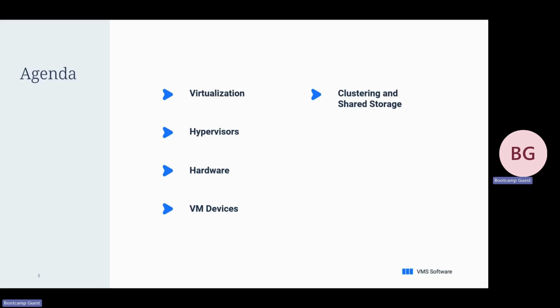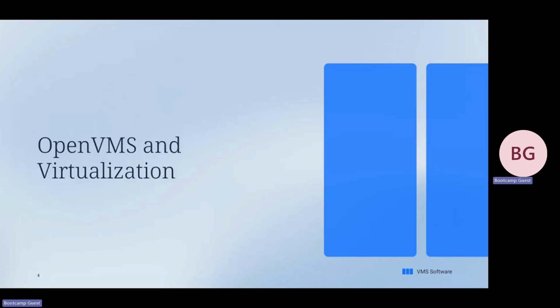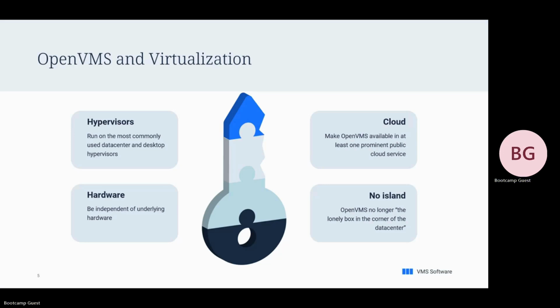We're going to talk about choices in the area of virtualization, hypervisors, hardware, virtual machine devices, and clustering and shared storage. So a little bit about OpenVMS and virtualization. We want to run on those hypervisors that are most commonly found in both the data center and on the desktop.